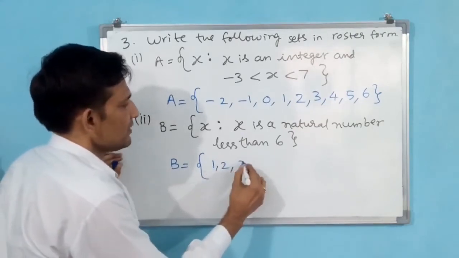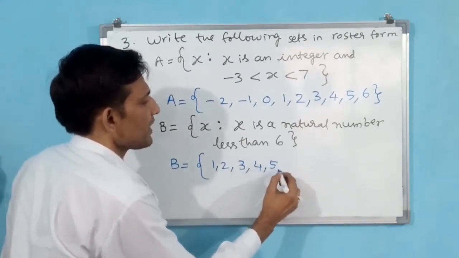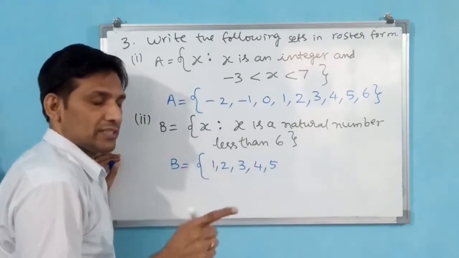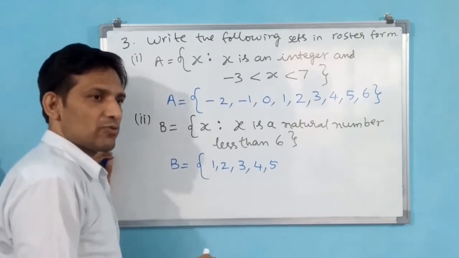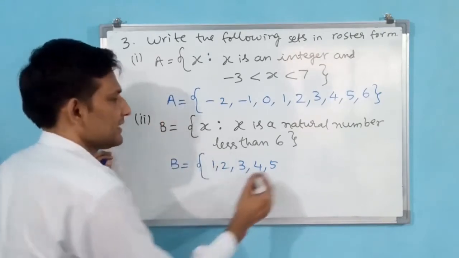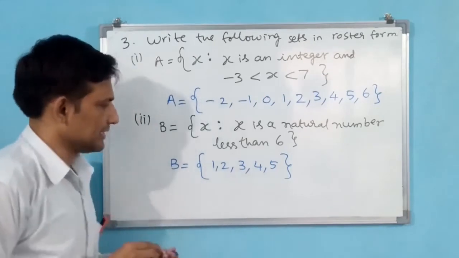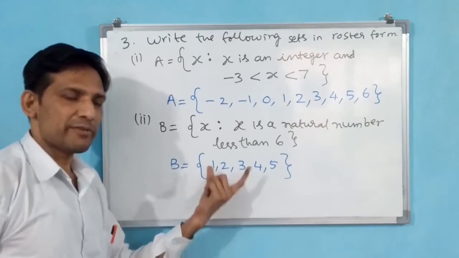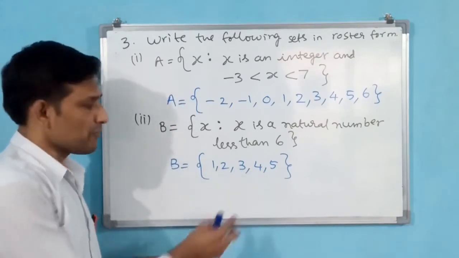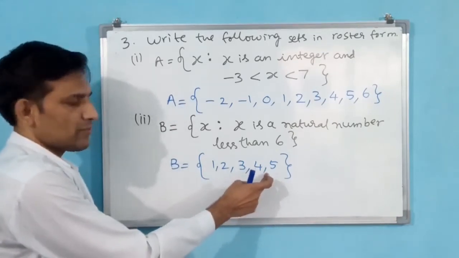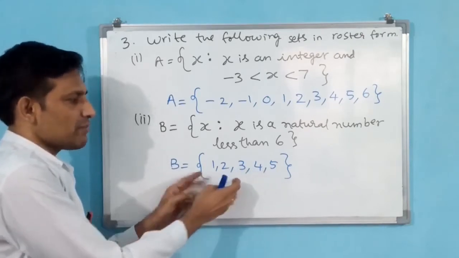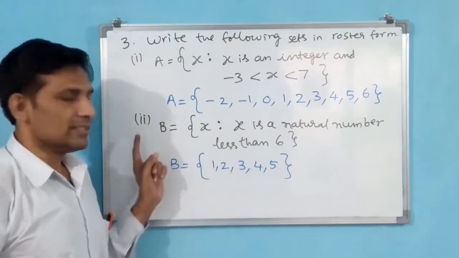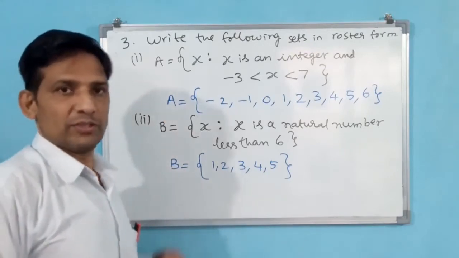1, 2, 3, 4, 5. Less than 6 they have told. Not up to 3, up to 6. Less than or equal to means 6 also you have to take. Equal to is there. But here only less than. That means you have to close the brace. Okay. These are the natural numbers less than 6. Natural number less than 4 means up to 3. Natural number less than 5 means up to 4. Natural number less than 3 means only 1 and 2 you have to write. In this way you have to answer the question. This is the second part of the third question. We see the third part.